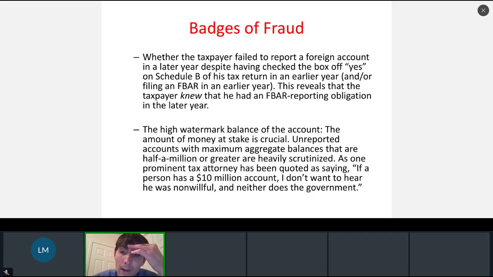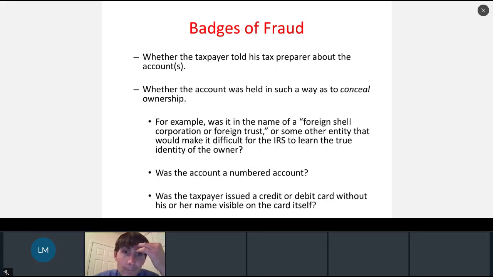But as I just said, willful FBAR penalties, of course, are penalized at a disproportionately higher rate than non-willful FBAR penalties. As one prominent tax attorney has once said, if a person has a 10 million bank account, I don't want to hear he was non-willful, and neither does the government.